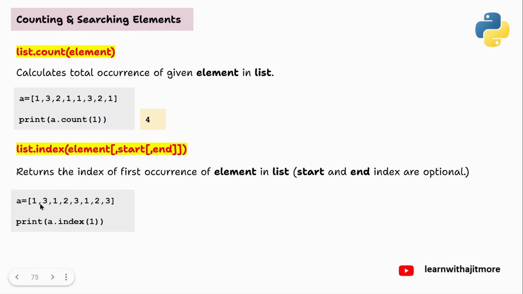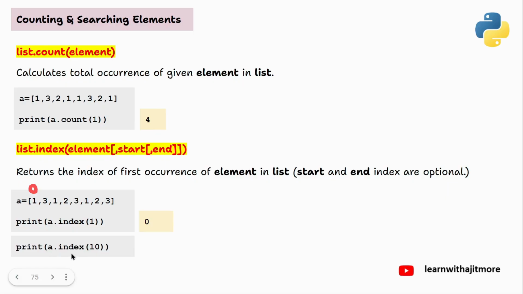See, I'm taking the same array, a dot index 1. Now 1 is present at which position? First occurrence of 1 is at 0th position. Can you see? 0, 1, 2, 3, 4, going on. So 1 is present at which position? 0th position. It will return 0.